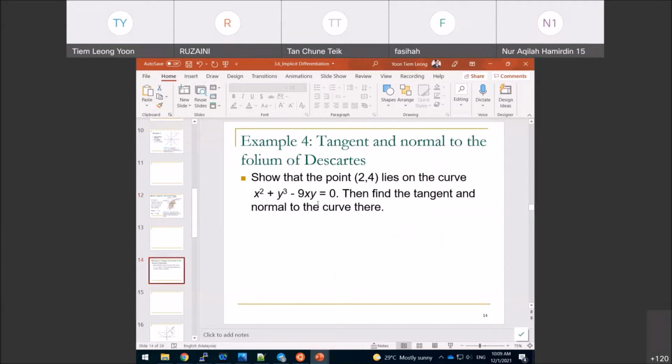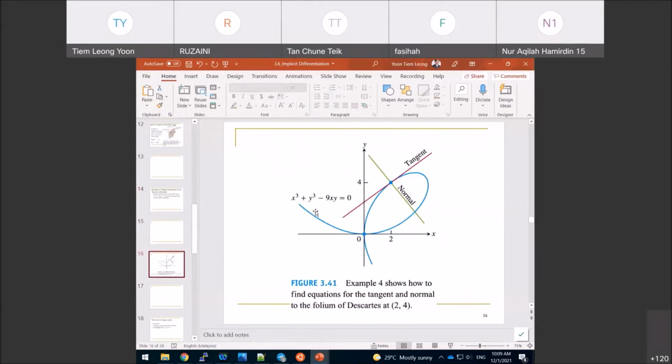I give you what we call the folium of Descartes. Then this is the equation that describes it. It plots out a graph that looks like this. Okay, so this is the curve. Then it asks you, at some point x equals 2, y equals 4, what is the tangent and what is the normal? When we say the tangent and the normal, it means we have to work out what is the slope of the tangent at that point, and also the equation for the tangent.